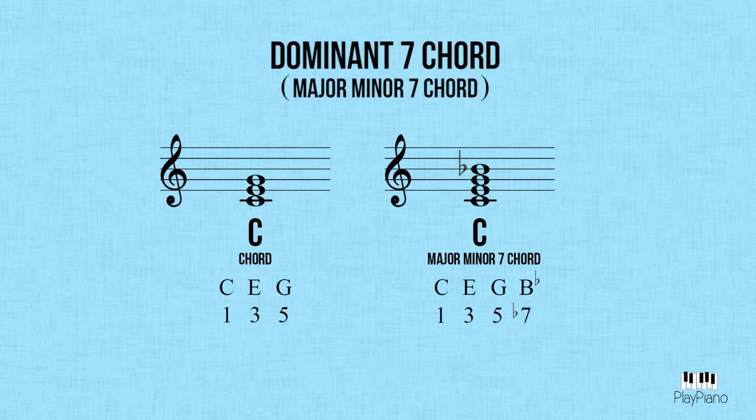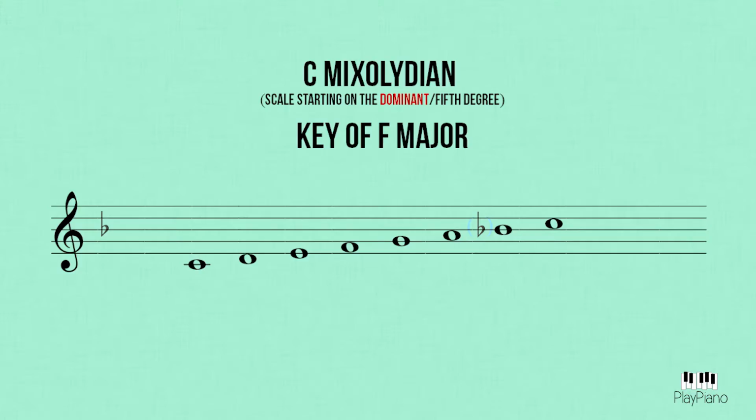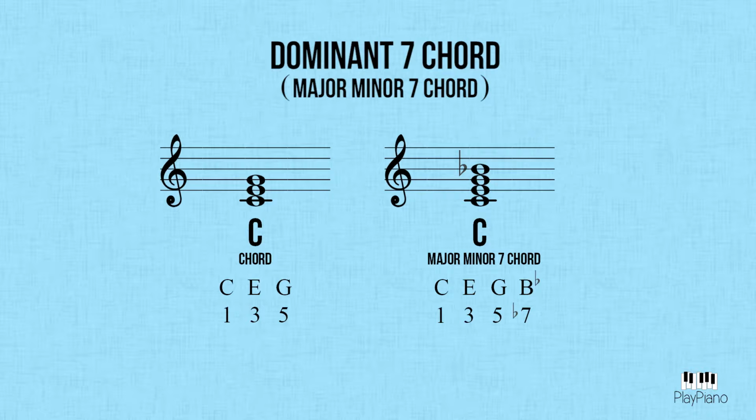Do you feel like it is pulling your ear to resolve somewhere? You're not alone. The major minor 7 chords are called dominant 7th chords too, because if you remember your modes from episode 11, you would remember that building a major scale starting and ending on the 5th degree, or dominant, gives you a different mode. Now in that mode, playing the 1st, 3rd, 5th, and 7th of that scale gives you the same chord, the dominant 7th.